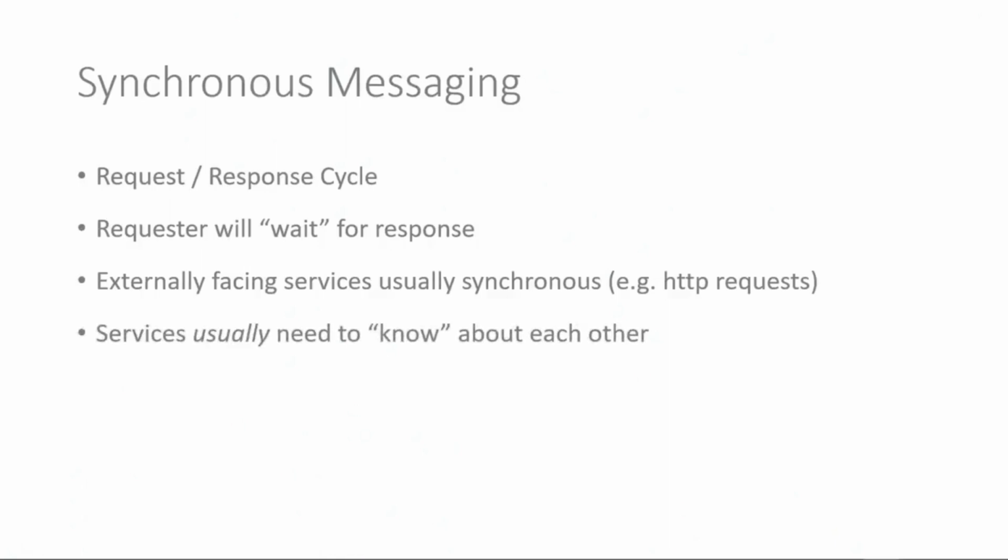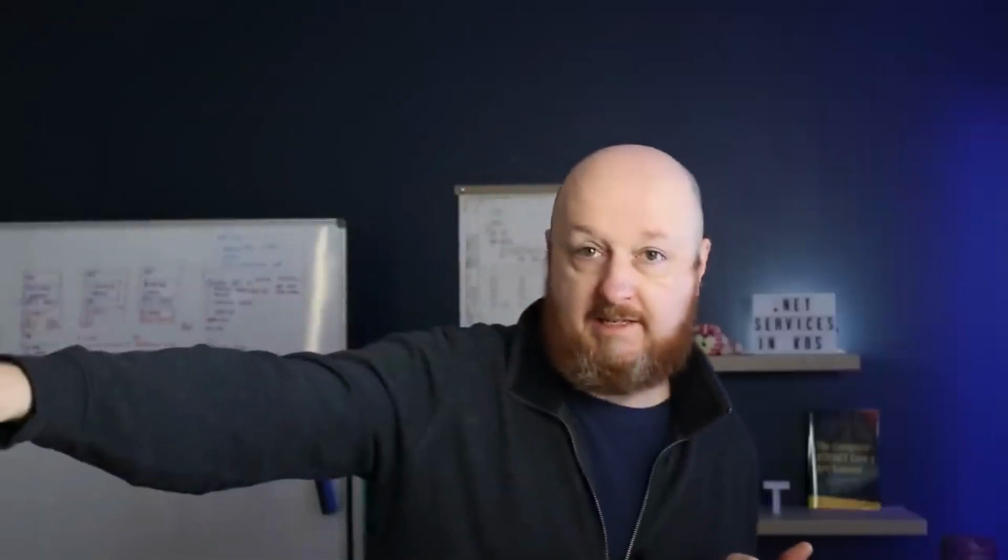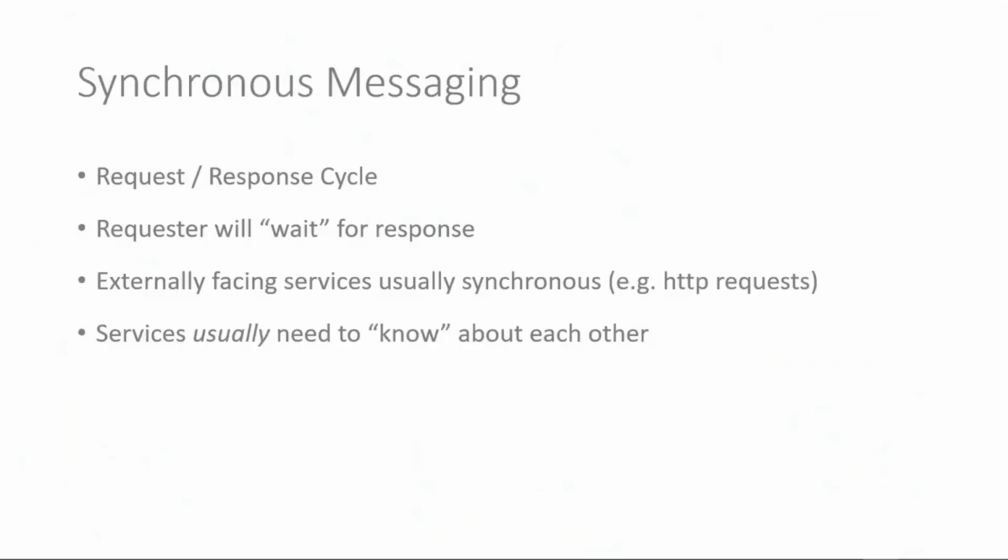Synchronous services usually need to know about each other. So as a requester, I need to know explicitly which service I need to request for some reason, and I need to know where it is. Now, I put "usually" in brackets because there are things like service discovery and service meshes, where you can have that kind of automatic service discovery. We're not covering that here today. So for the most part, if you're making a synchronous request to an endpoint, you need to know where that endpoint is.